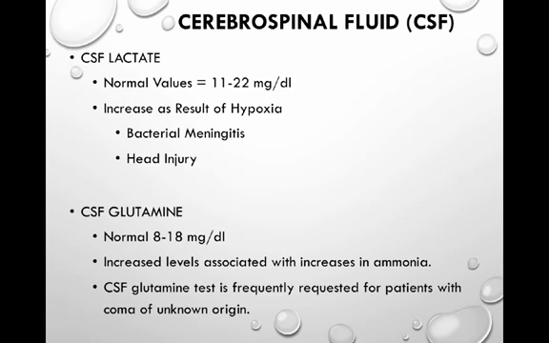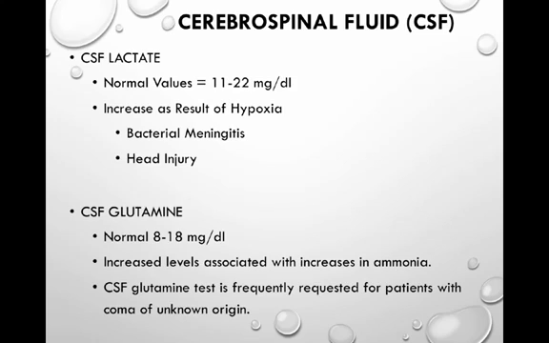Hemolysis or xanthochromia will cause an increased lactate result. Glutamine is another chemistry test performed on CSF. Increased levels above the normal 8 to 18 milligrams per deciliter are associated with ammonia in the CSF, and ammonia is a toxin.